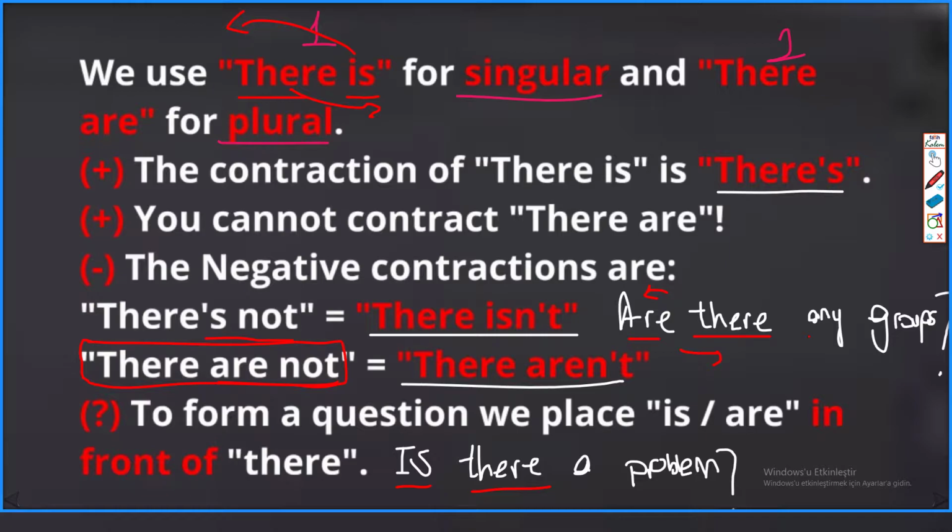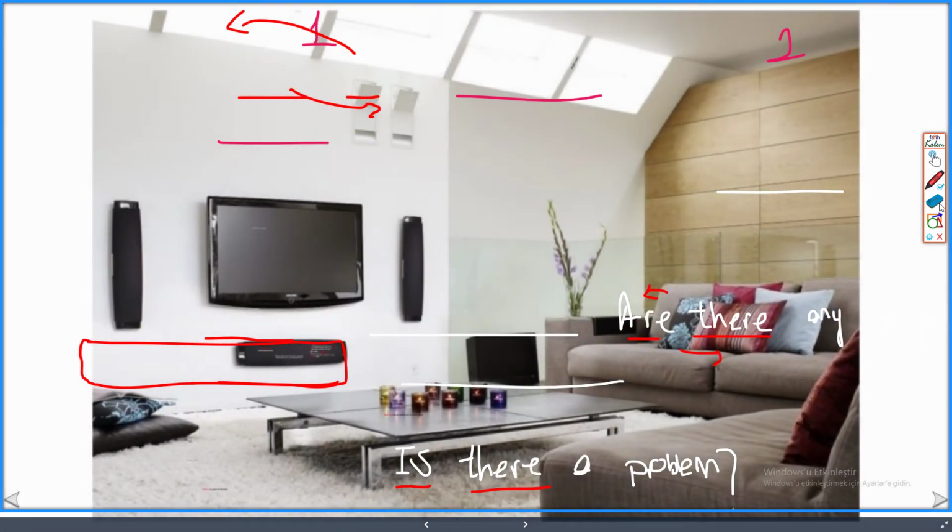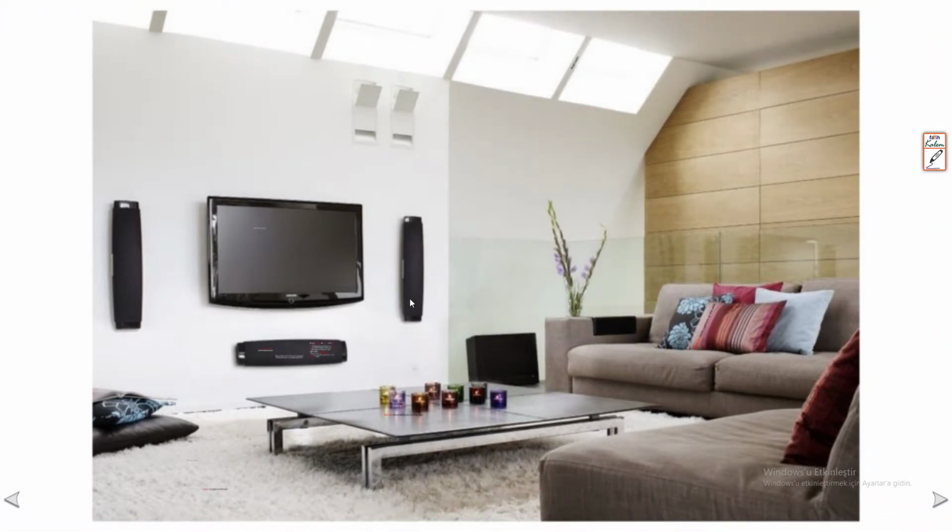It is so easy, but how can I say it, it can be difficult for you guys. We are going on with examples, I think. Look at the pictures. Look at this picture: we have an LED TV, candles, cushions, a carpet, a sofa, walls, speakers, and let's try to analyze them.